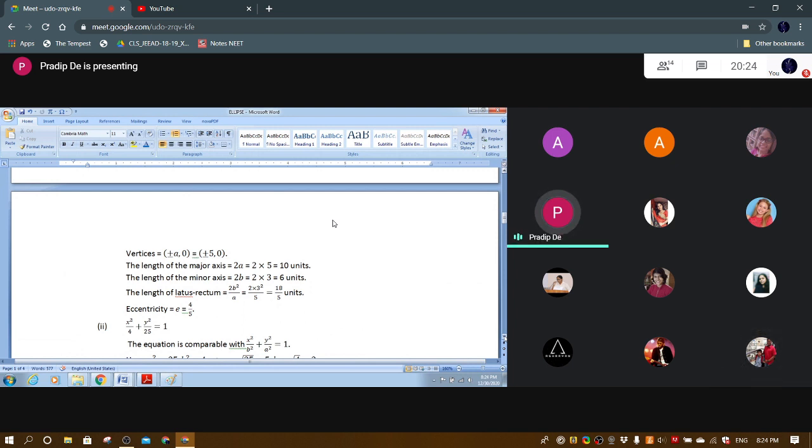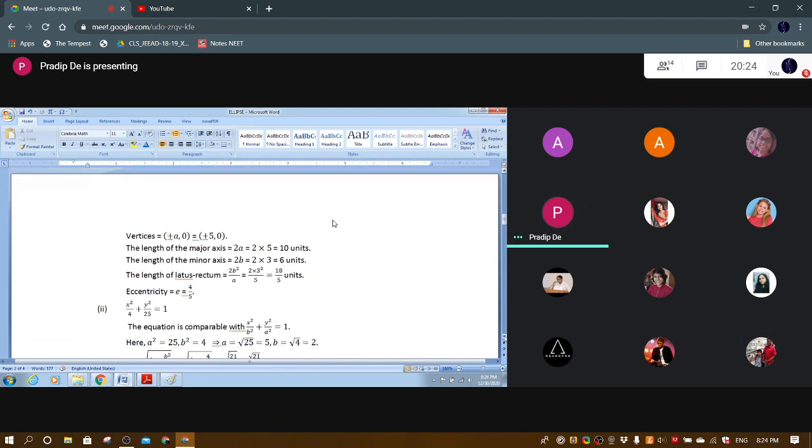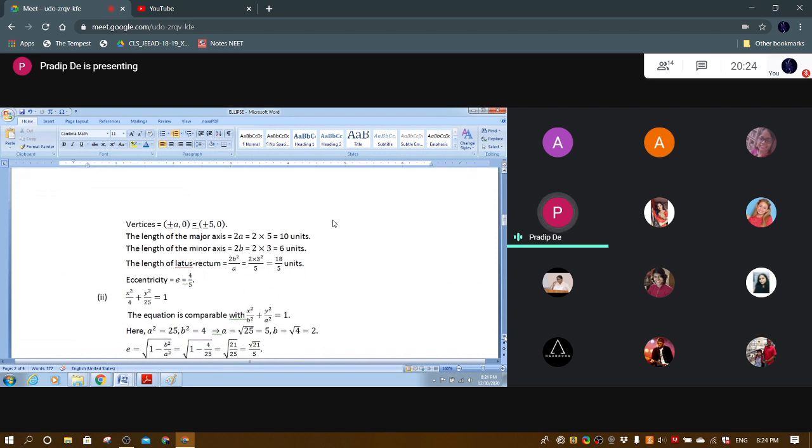So what is a square? What is b square? Clearly a square is 25, b square is 4. The larger one is always a square. So a square 25, b square 4. A is 5, b is 2. Yes, understanding?